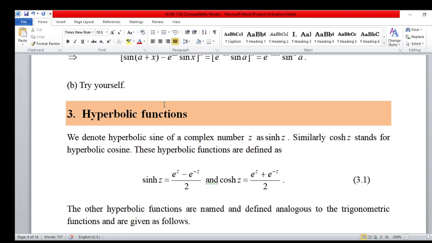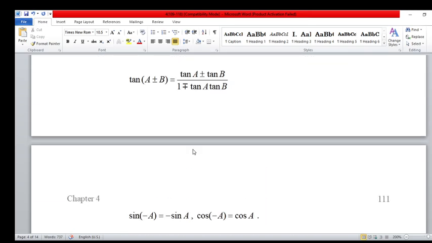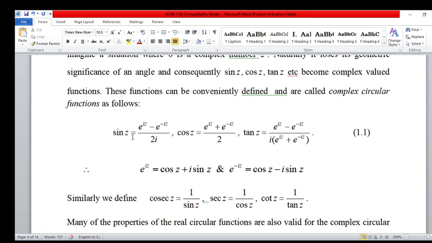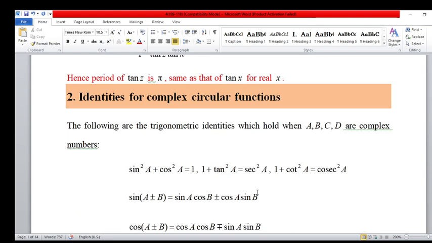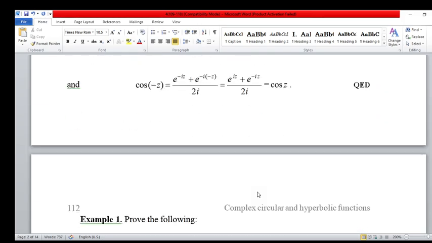Now come back to hyperbolic functions. This is the main topic, hyperbolic functions. We denote the hyperbolic sine of a complex number z as sinh z. Similarly, cosh z stands for the hyperbolic cosine. We have already seen the values of sin z, cos z, tan z. And now here are sinh z and cosh z.